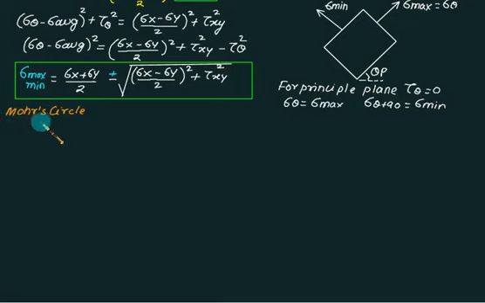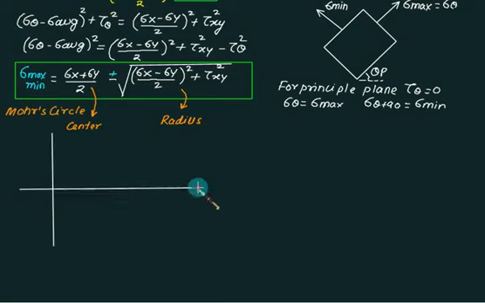A German scientist has taken the inference from this one. What he has interpreted is that this one is the center of a circle and this one is the radius of a circle, and then he has taken the graph. This one is the tau axis and this one is the sigma axis. On the sigma axis you plot sigma x, sigma y, sigma max, sigma minimum. On this axis you plot tau, tau max, whatever it may be.